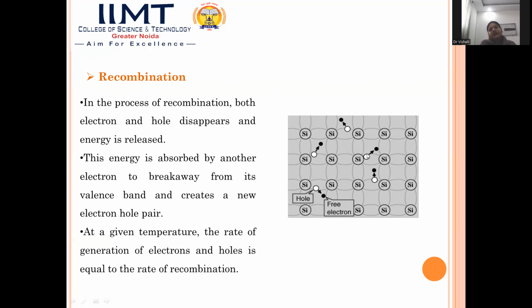And in this process, energy will be released. That energy will be absorbed by some other electron to break the covalent bond or to break away from the valence band, and it will create a new electron hole pair. So in the process of recombination, the electron hole will disappear as the electron fills this vacancy. After filling this vacancy, there is no free electron and there is no hole. So the free electron and hole disappear, and energy is released, which is absorbed by another electron to break away from its covalent bond and create a new electron hole pair. So at a given temperature, the rate of generation of free electrons and holes is equal to the rate of recombination. So the possibility of recombination is also there.